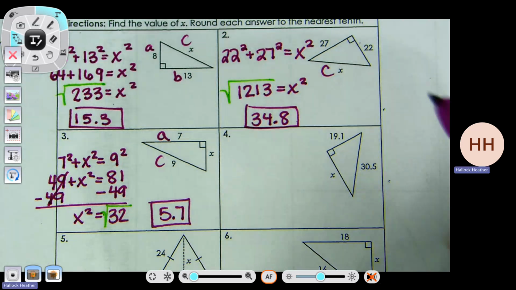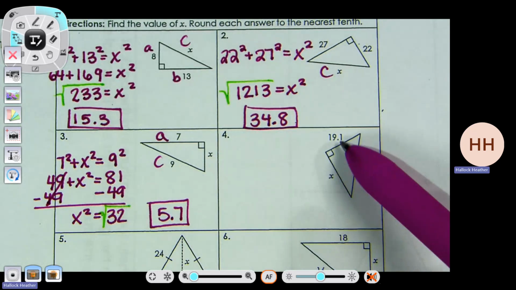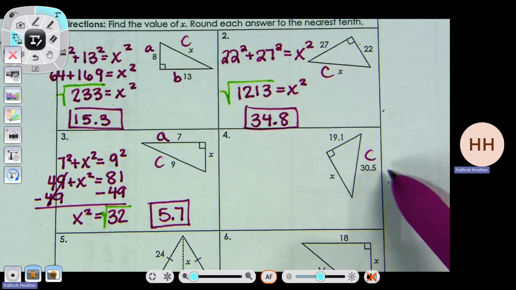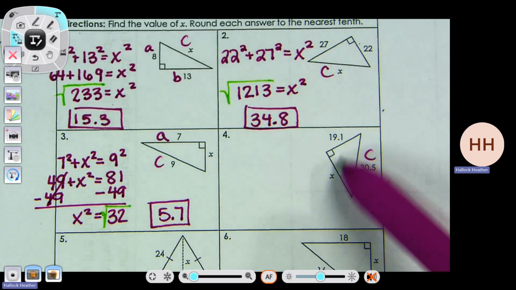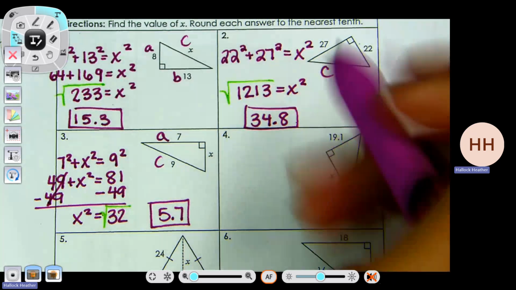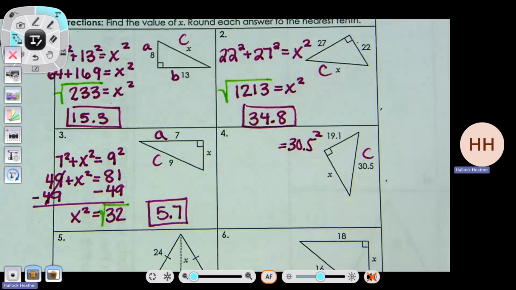Okay, so for number 4, this one's C. A and B do not matter. So if you did x squared plus 19.1 squared equals 30.5 squared, it wouldn't matter if you switched these, but this one has to be C. So no matter what, it should be equal to 30.5 squared.